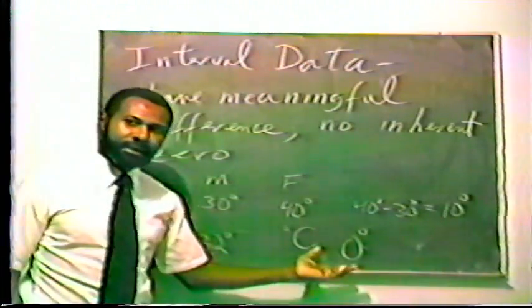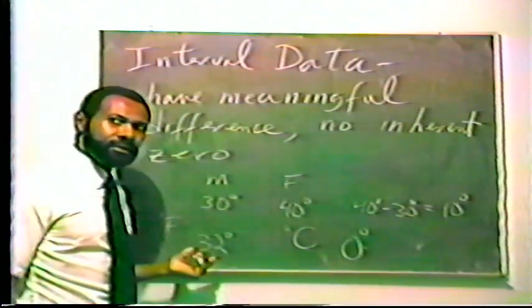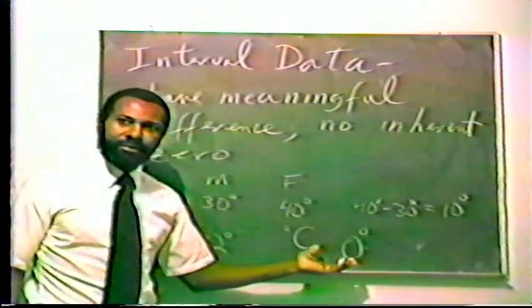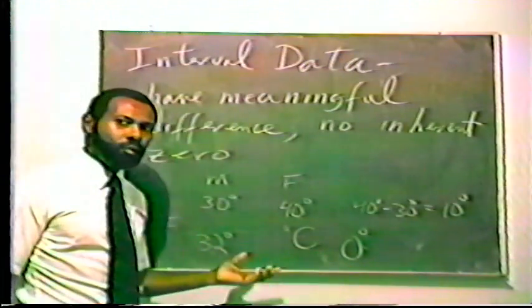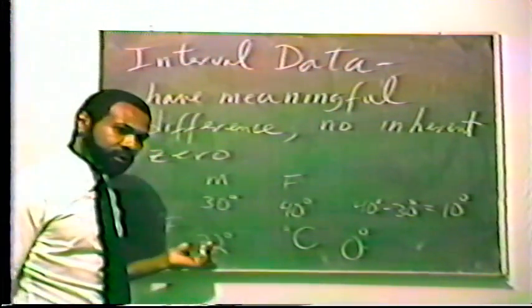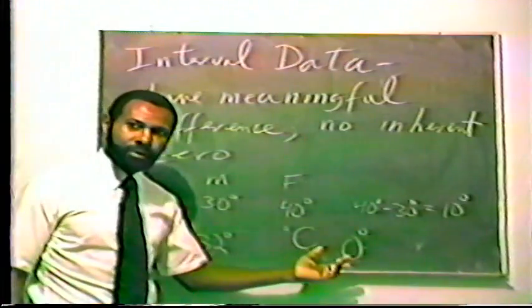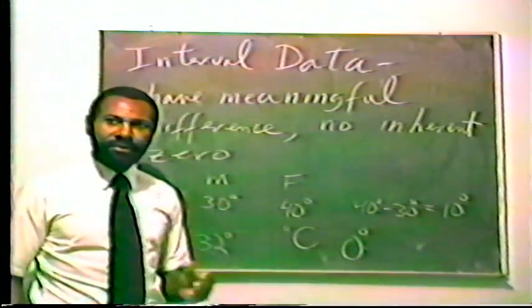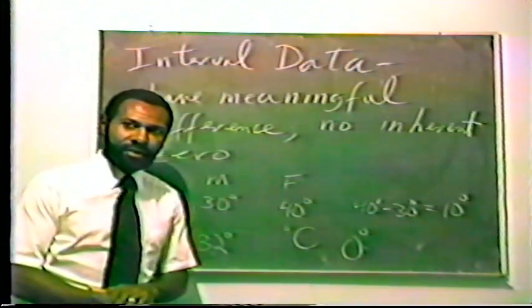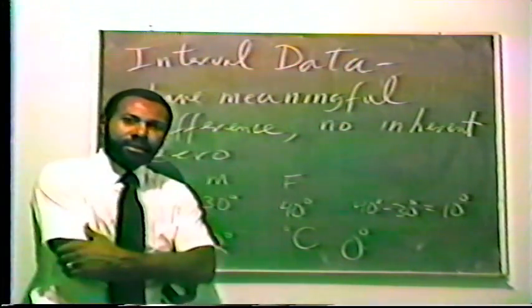Where is 0 degrees located? Is 0 degrees 32 or is 0 degrees 0 degrees? The freezing point of water, I'm saying. Is the freezing point of water 32 degrees or is the freezing point of water 0? So you don't have an inherent zero. And there are other temperature scales that I'm sure you can think of.